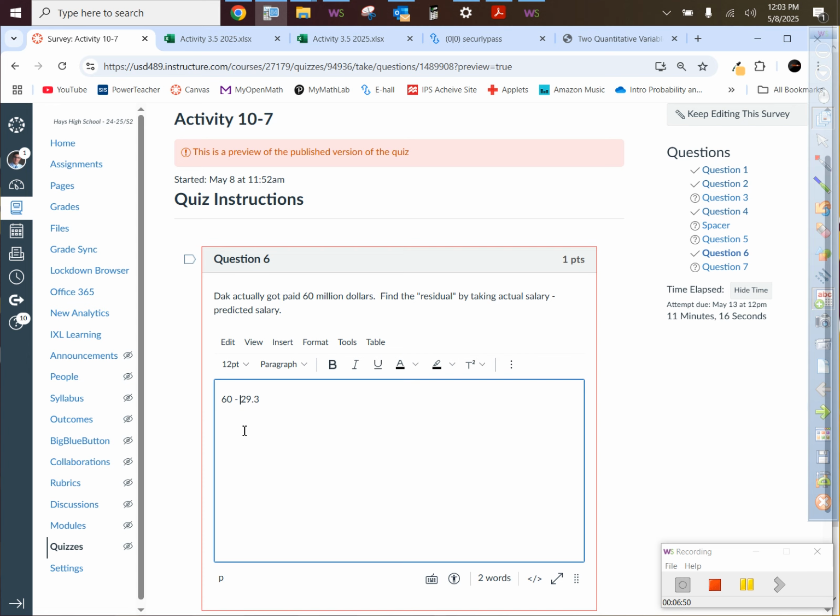Like 30.7 is what's called the residual. It's how far off was it? Why is it positive? Because he made more than what was predicted. You can get negative values for a residual. That just means it was less than what was predicted. So it's actual minus predicted.